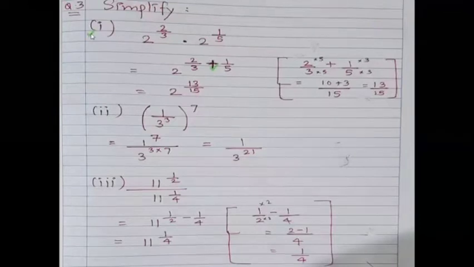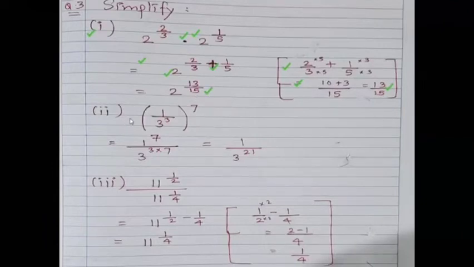Now, here the first question is 2 raised to the power 2 upon 3 into 2 raised to the power 1 upon 5. Here you may observe that 2 is a common base. And we know that when we multiply two numbers having powers, when the base is common, and since there is a multiplication sign, we actually add the powers. So the common base is written once, and the powers, that is 2 upon 3 plus 1 upon 5, are added. And you can see over here, when they get added by taking the LCM, the answer happens to be 13 upon 15. So the answer is 2 raised to the power 13 upon 15.